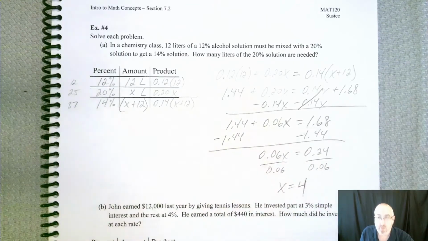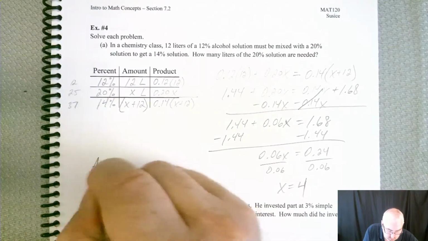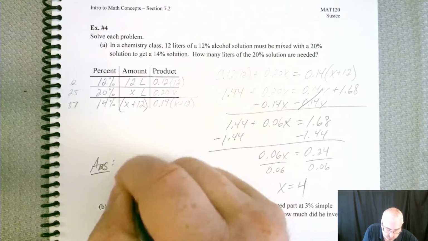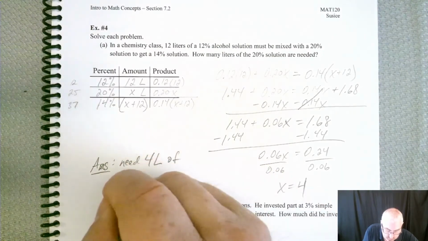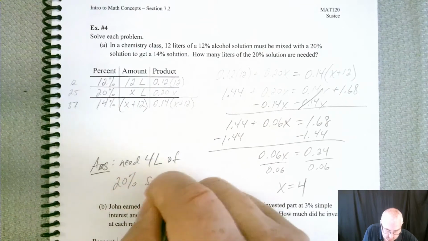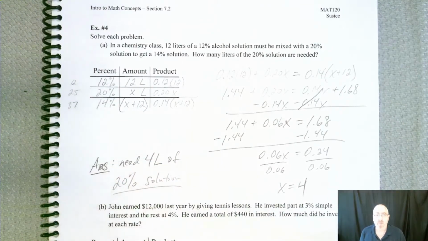So x equals 4. So to wrap up your answer, we need 4 liters of 20% solution. 4 liters of 20% solution will make this all work.